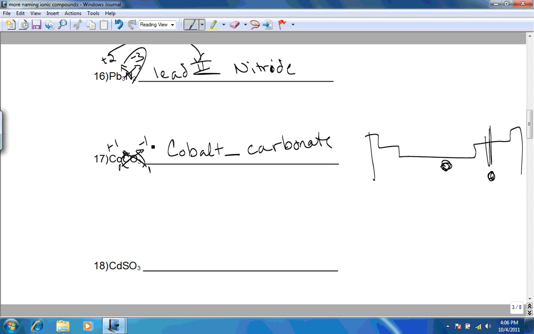Now if you look up carbonate, you're going to realize that carbonate's supposed to be a minus 2. So in order to get that, we'd have to multiply by 2. That means we have to multiply this by 2 as well. And that becomes our Roman numeral.